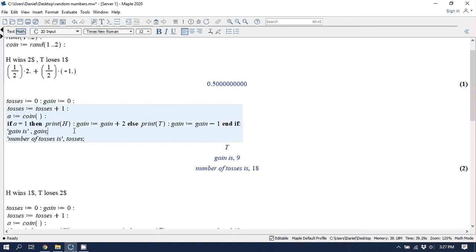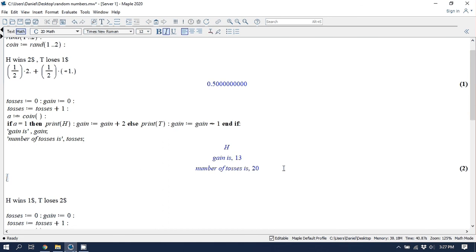So let's do it 20 times. The gain is 13. So how close is it to the expected value? Well, 20 over 13. The other way around, sorry. So 13, the gain, divided by 20 is 0.65. So it's pretty close to the expected value. The more times you run the game, the closer you are to the expected value per game.